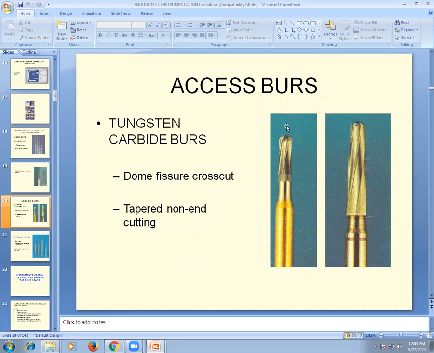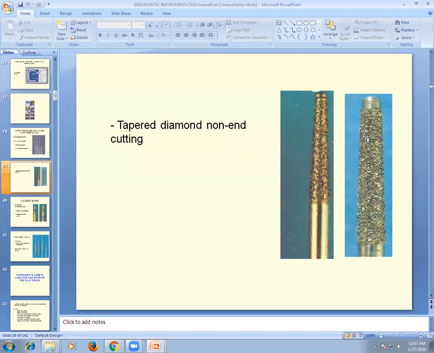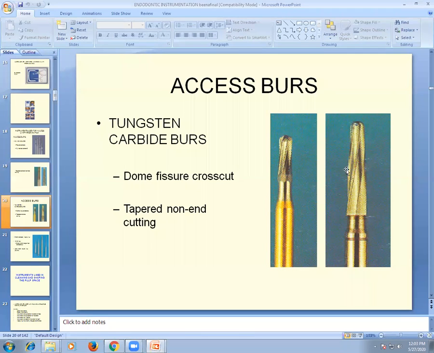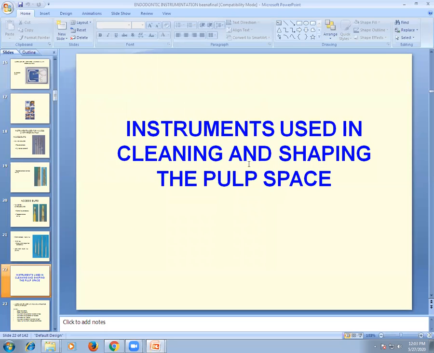These are again tungsten carbide burrs. You can see these are diamond. They're small diamond particles which are attached to a metal shaft. Okay, and this is a complete thing. There are no diamond points. You can see these are carbide burrs. Okay, the cross cut and dome shape. They're non-tapered and non-end cutting. Okay, coming to the small round burrs, we have seen this in the last lecture with the long shank, short shank, small diameter, long diameter. Okay, so we have covered now instruments used for initial examination, then for the access cavity preparation.